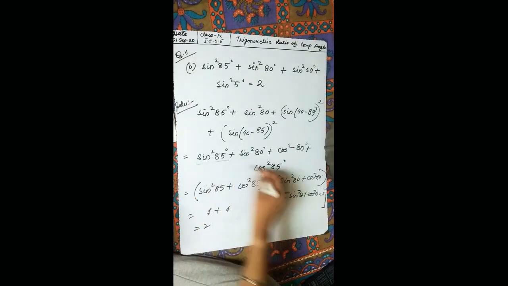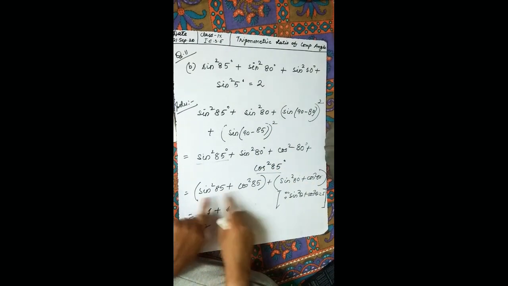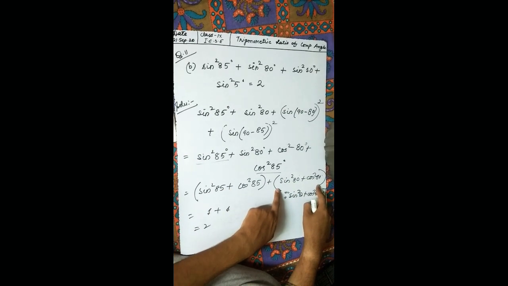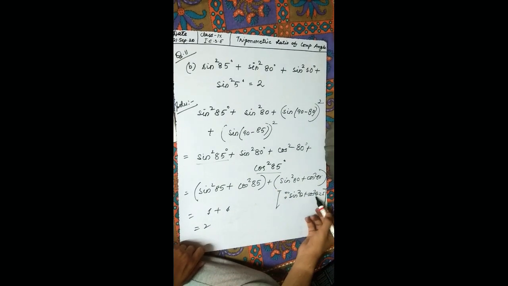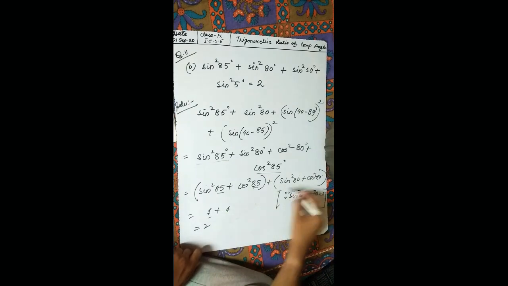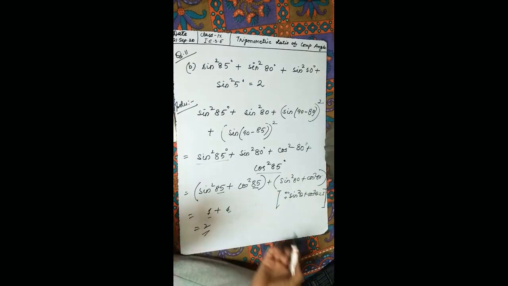Now take these two together: sin square 85 plus cos square 85, and take these two together: sin square 80 degree plus cos square 80 degree. As we know, sin square theta plus cos square theta is 1. So if theta is same, 1 here, and here also 1. 1 plus 1, 2. So this is the answer.